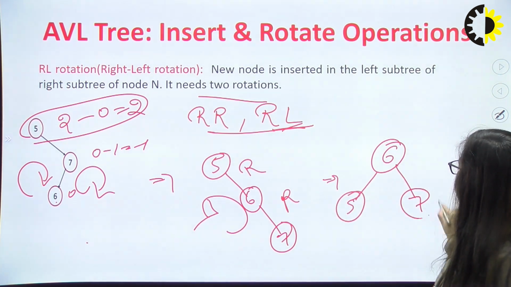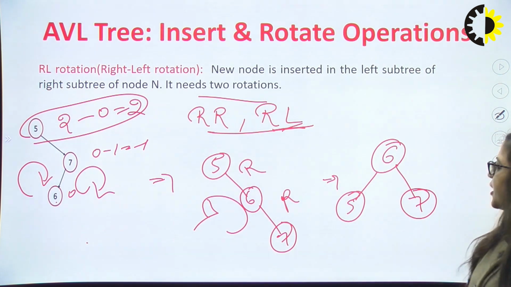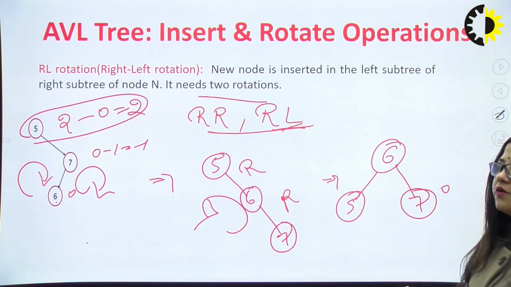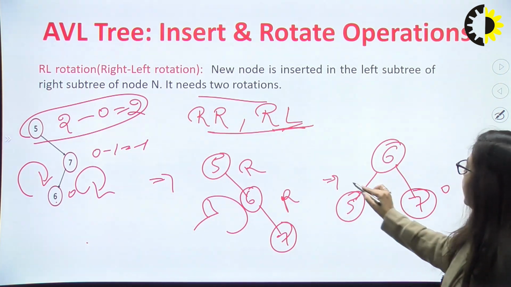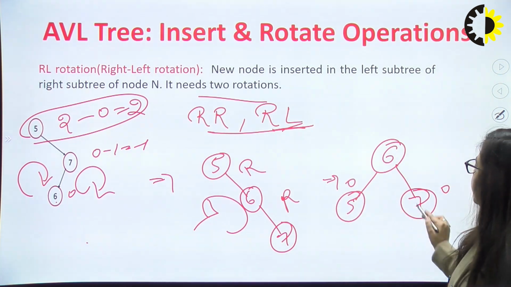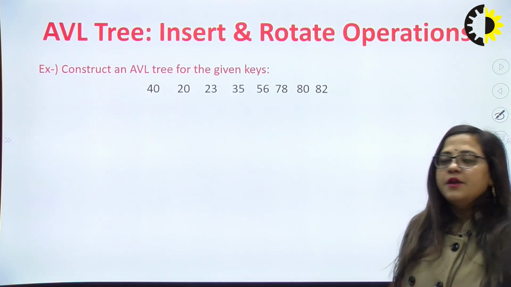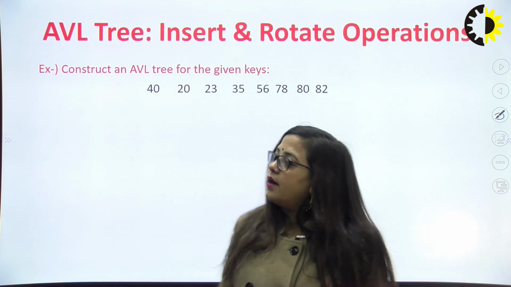Next one is 7. Now check the balance factor of each element. It is 0, left and right both, no child here, and again it is 0, and here 1 and 1, so our output is 0. It is a balanced BST. Now generate an AVL tree.